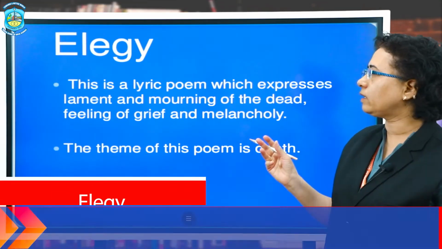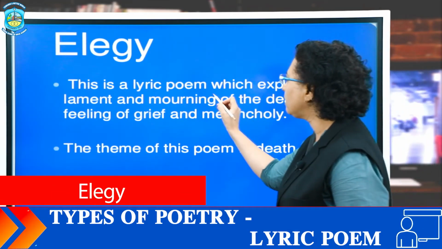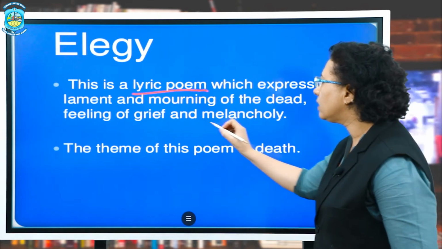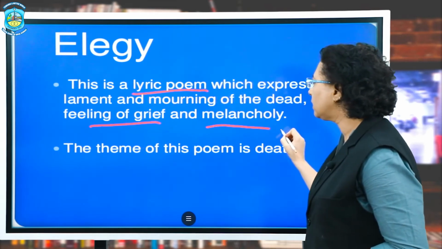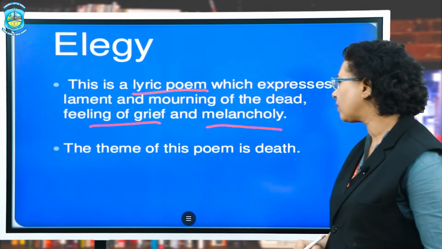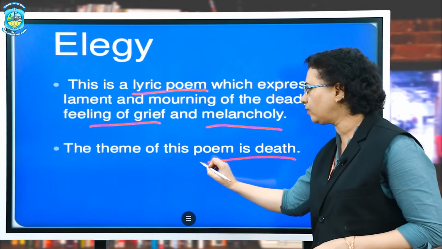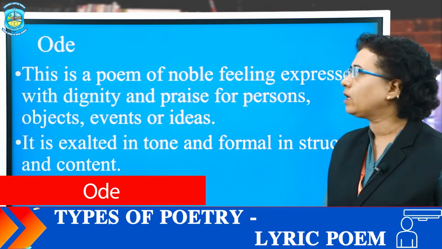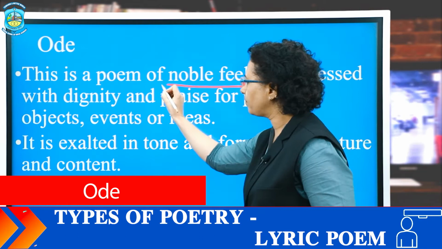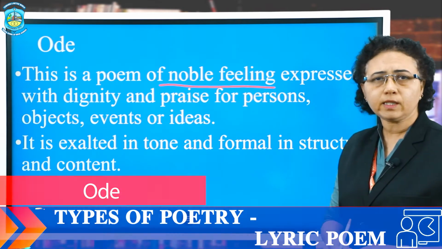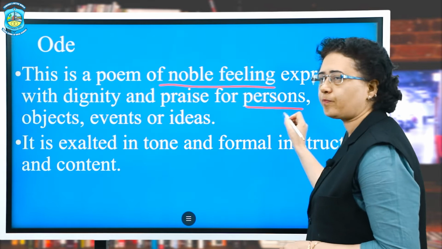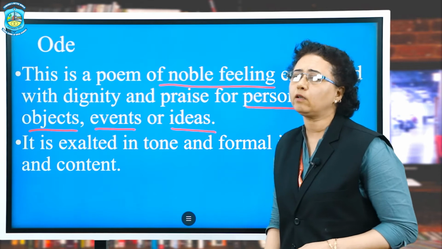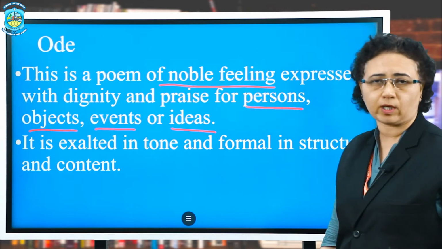The second type of the lyrical form is elegy. It's a lyrical poem which generally expresses lament and mourning, and it expresses the feeling of grief and melancholy, especially on the death of somebody. The theme, of course, of this type of lyric is death. The next type of the lyrical form is the ode. It's a poem of noble feelings, expressed with dignity and praise for persons, objects, events, and ideas. It is exalted in tone and formal in structure and content.